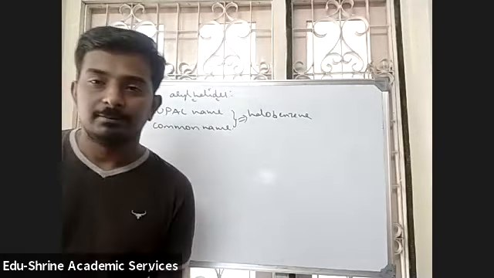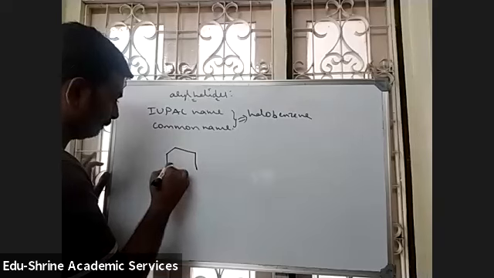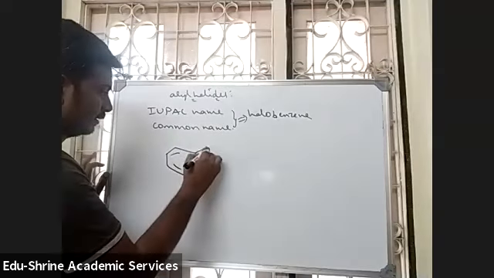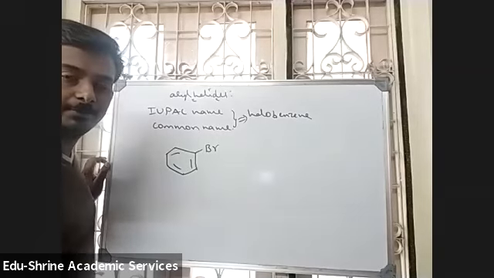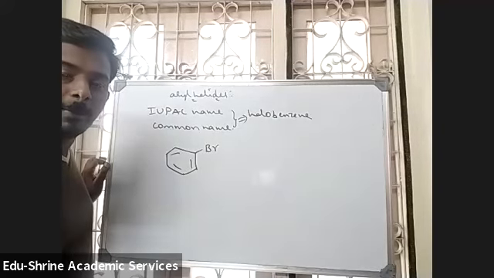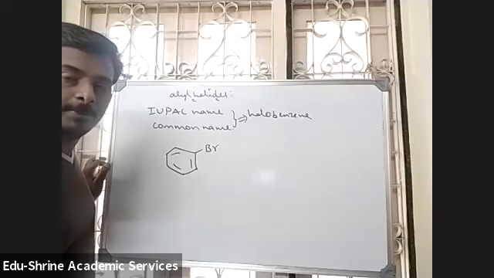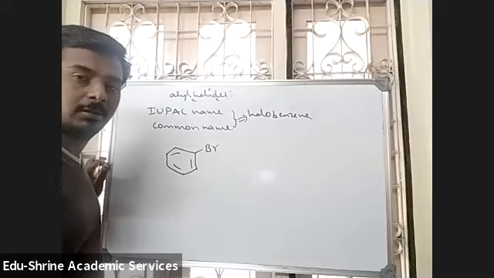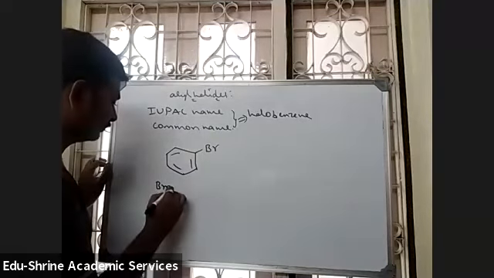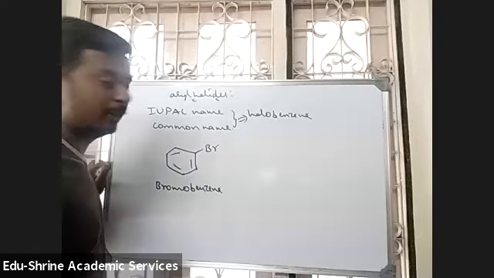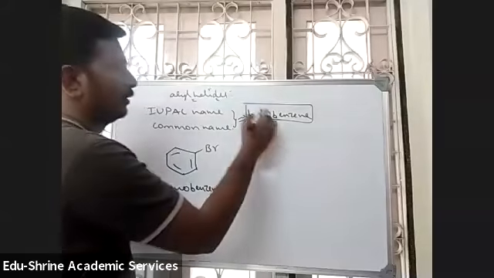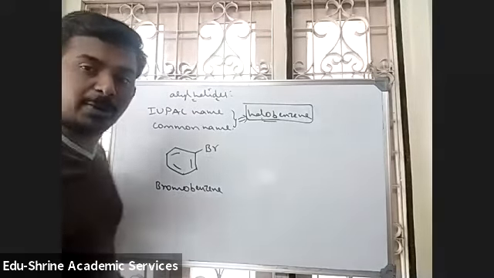For example, see here, friends. What will be the IUPAC name and common name? Both will be the same: bromobenzene. Halobenzene, so the halogen is bromine here, so it is bromobenzene.